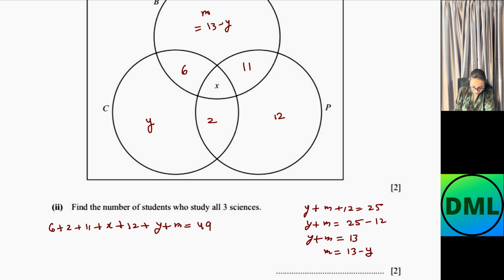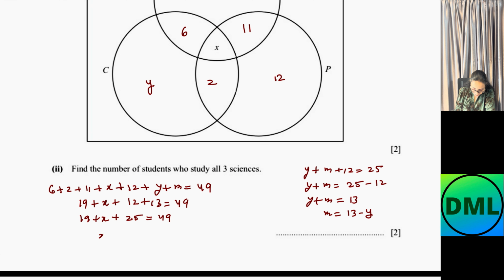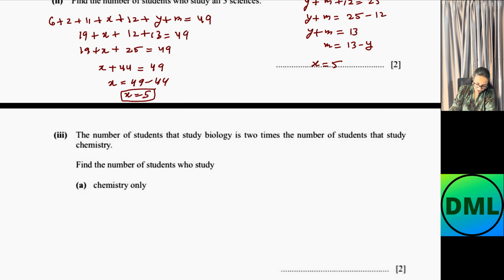6 plus 2 is 8. 8 plus 11 is 19, plus x plus 12 plus 13 is equal to 49. 13 plus 12 is 25, so x plus 19 plus 25 is 44, which equals 49. X is equal to 49 minus 44. X is equal to 5. So the value of x is 5. The students who study all the sciences are 5 students. Let's see the next part.